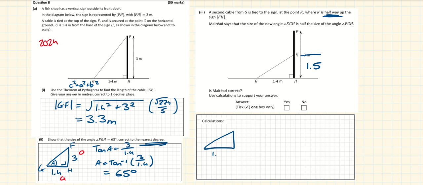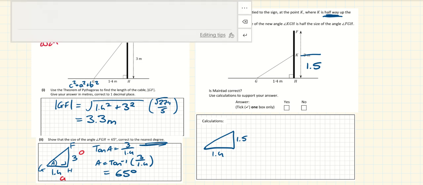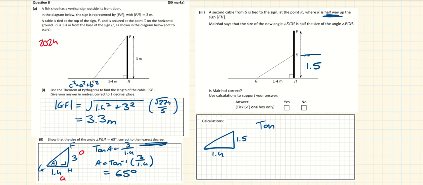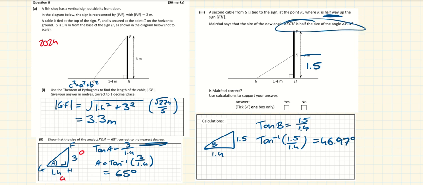So draw your triangle, 1.4, 1.5. We see that it's tan again. We'll just call this one B. Tan B equals 1.5 over 1.4. And so we do tan minus 1 of 1.5 over 1.4, and what you end up with is 46.97 degrees. Now, is this half the size of the angle? Well, obviously not. 46 is not half the size of 65. So the answer is no, she is not correct.